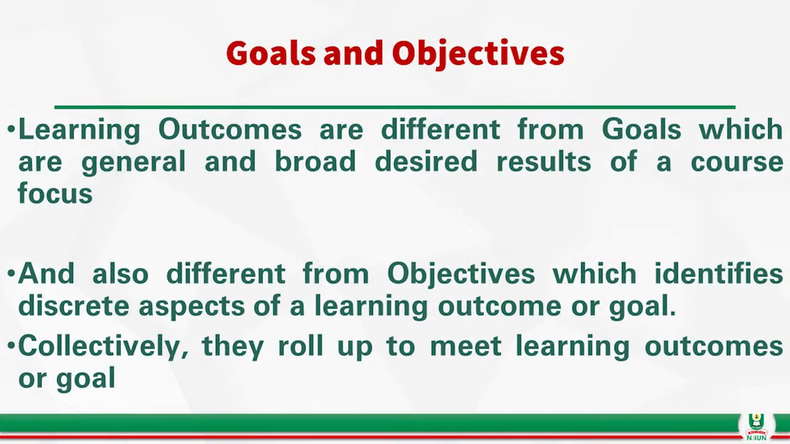Learning outcomes are different from goals, which are general and broad desired results of a course focus. They are also different from objectives, which identify discrete aspects of a learning outcome or a goal. Collectively, objectives roll up to meet the learning outcomes.